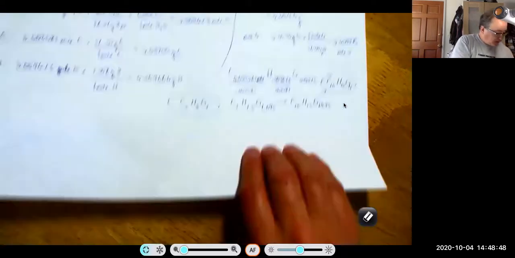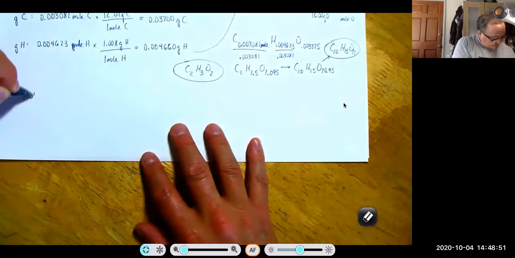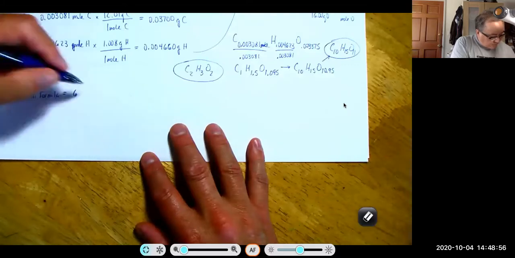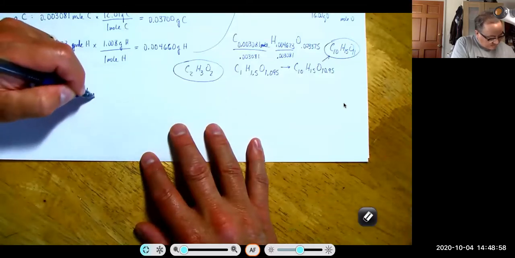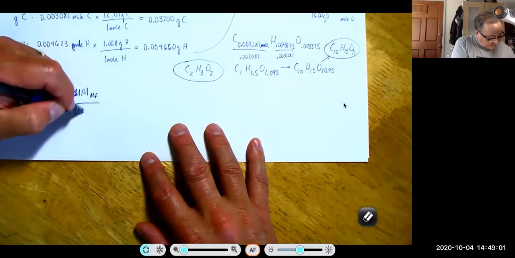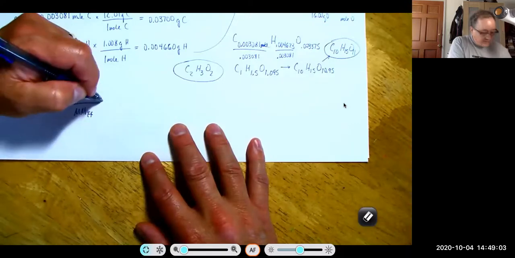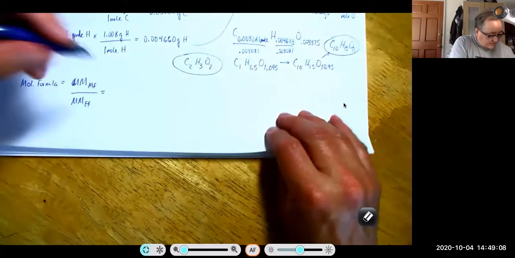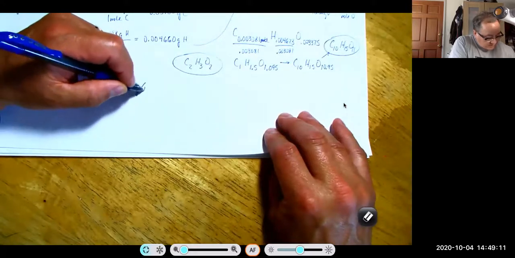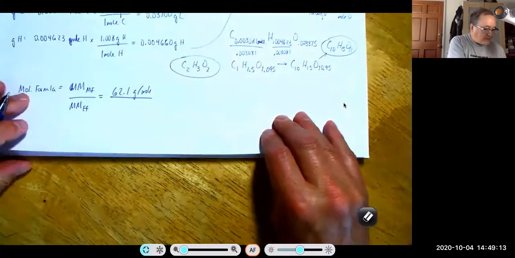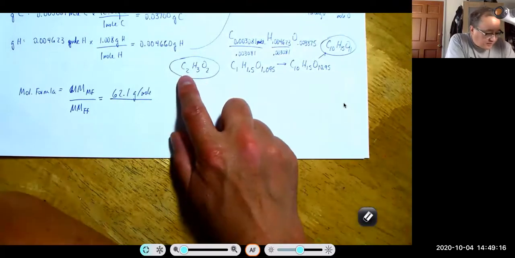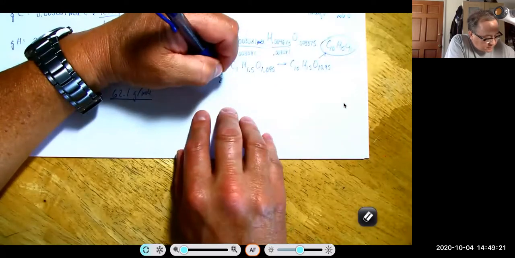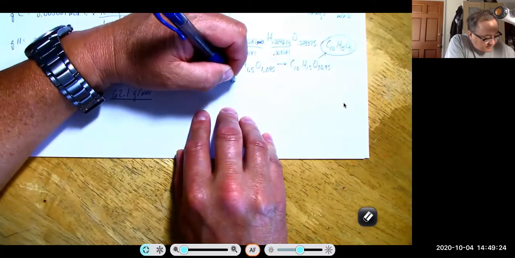So for the molecular formula, we're going to take our molar mass of the molecular formula divided by the molar mass of the empirical formula, and hopefully we're going to get that multiplier that we want. That's a whole number. So we have 62.1 grams per mole. And what is the molar mass of this? Well, 24 plus 3 is 27. 27 plus 2, or plus 32 is 59.